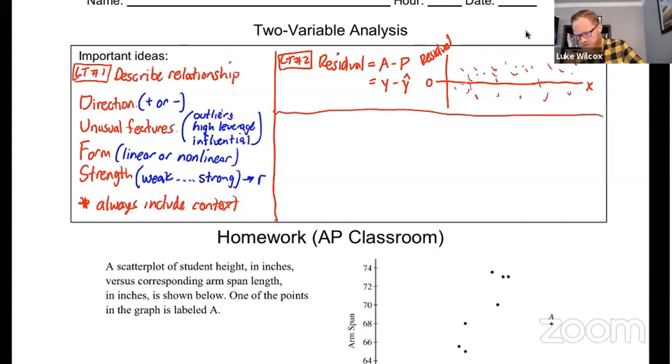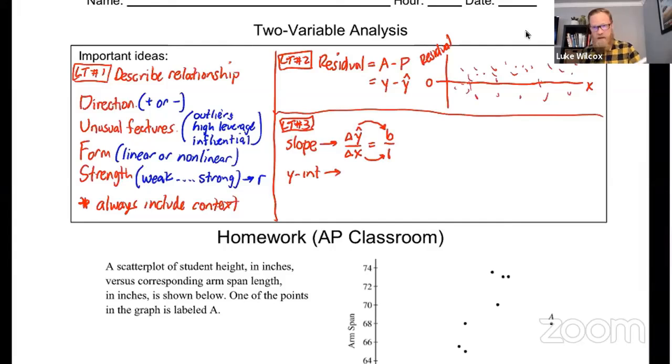Okay, got one last learning target, and this is all of the interpretations. And I'm not going to write out the entire interpretation because you can look back in the activity. I'm going to give you just what I call the quick notes. Okay, so if you are asked to interpret the slope, the quick notes is to remember that that is the change in y hat over the change in x, and to write your slope b as a fraction over 1, and then you can say for an increase of x of 1, we predict an increase or a decrease in y of b.